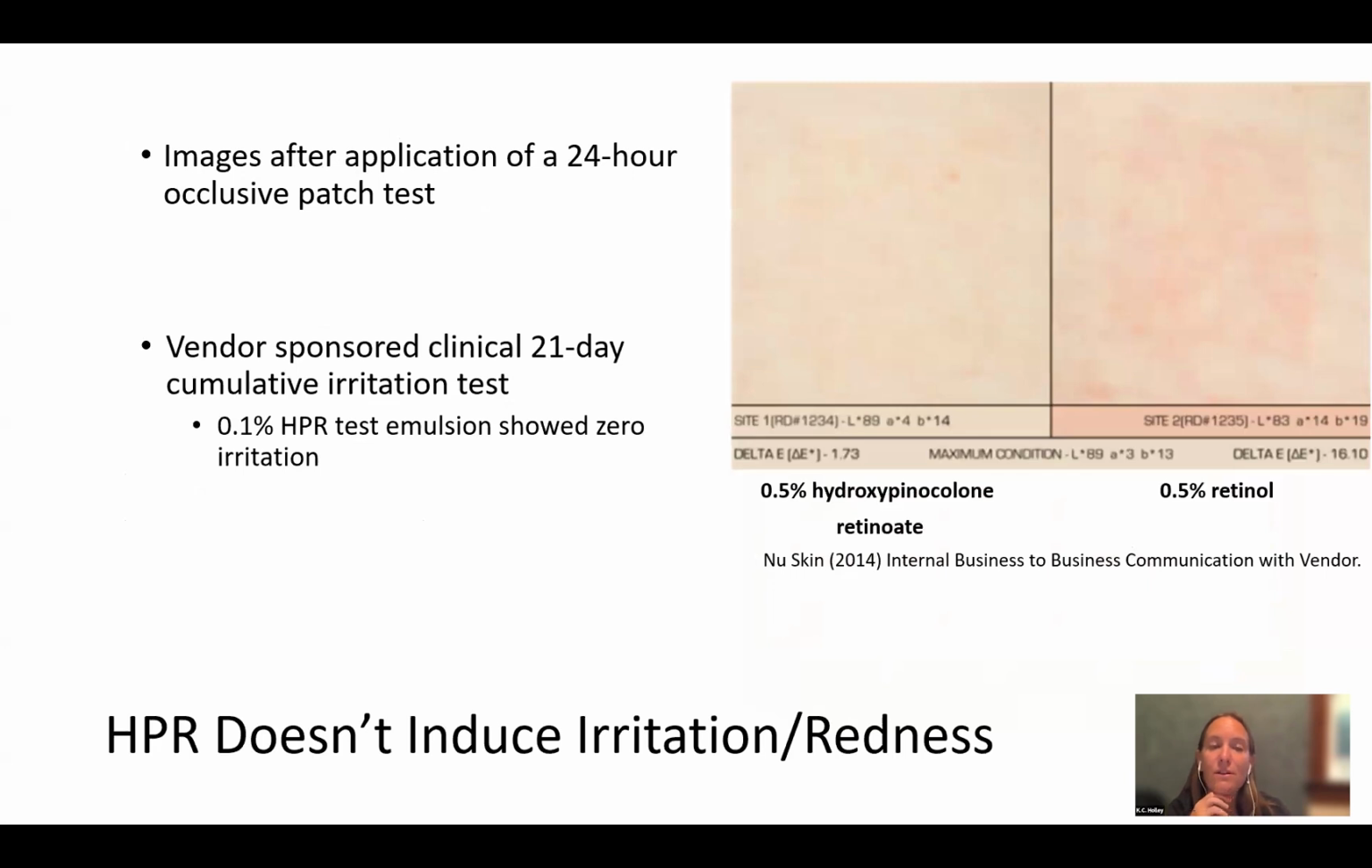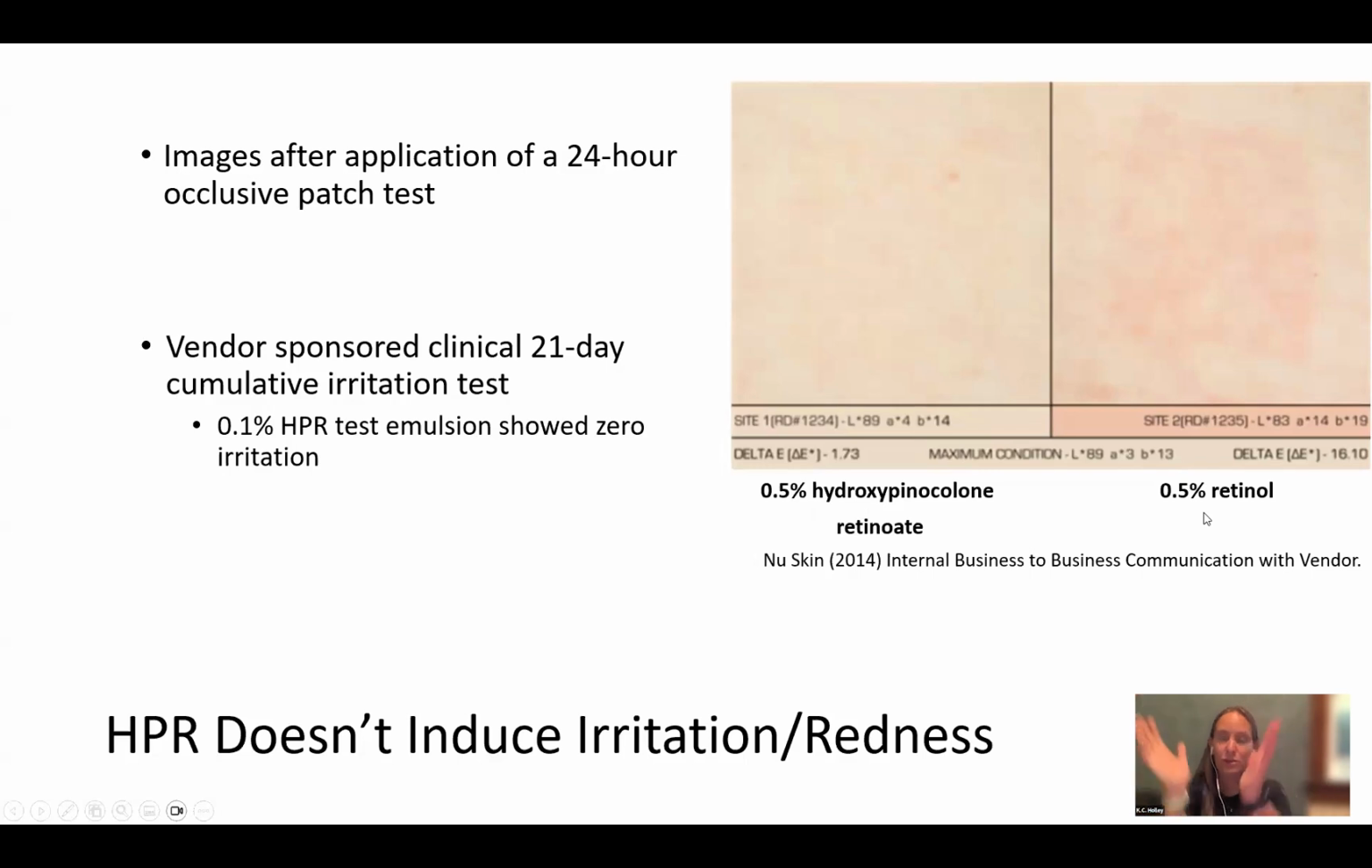And here is another, and this ingredient doesn't cause, again, the type of irritations that are commonly associated with retinoic acid or even retinols. In this test, they did a 24-hour occlusive patch. So this means that they put the product on the skin and then they covered it so it can't even evaporate. You can't get any of that flash off. And we're not seeing that, comparing the amount of irritation of the 0.5% HPR to a 0.5% retinol.